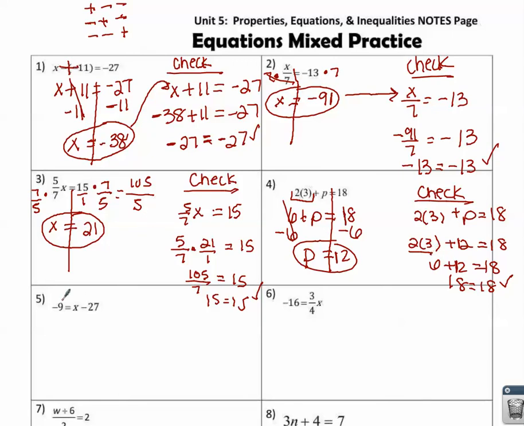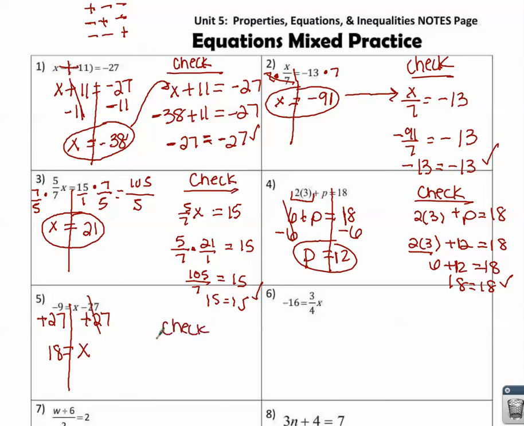All right, let's do 2 more together. Draw your line down the equal sign for number 5. The variable is on the right side. So you're going to move the minus 27. The inverse operation is plus 27. Negative 9 plus 27. These are different signs, so you subtract. Take the sign of the larger number. That'll give you a positive 18 equals x.